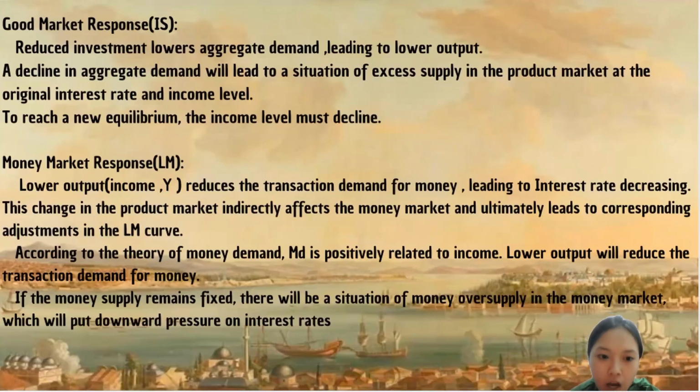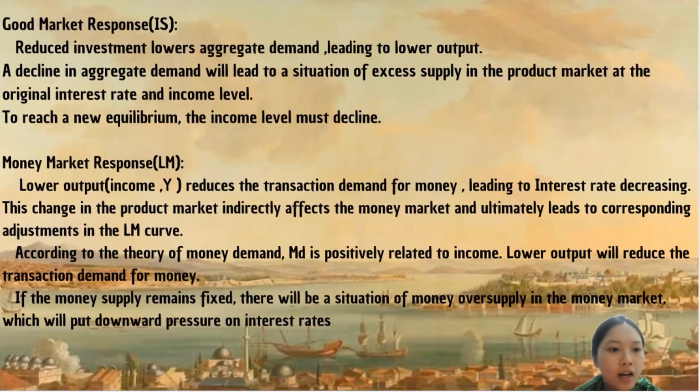For example, if enterprises are pessimistic about the future economic outlook and reduce the purchase of new equipment and the construction investment in new factories, this will directly reduce investment demand and then affect aggregate demand and shift the IS curve to the left.